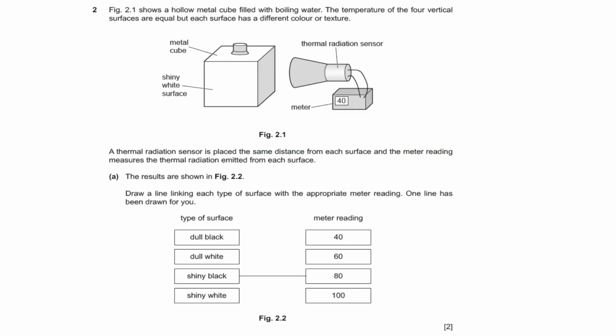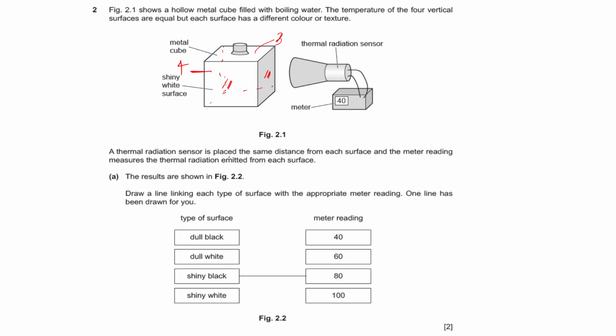Okay, next question. It says Figure 2.1 shows a hollow metal cube filled with boiling water. The temperature of the 4 vertical surfaces is equal, but each surface has a different color or texture. So this is your surface 1. This is surface 2. The surface at the back side is surface 3, and the surface on this side is your surface 4. So they are talking about these 4 surfaces.